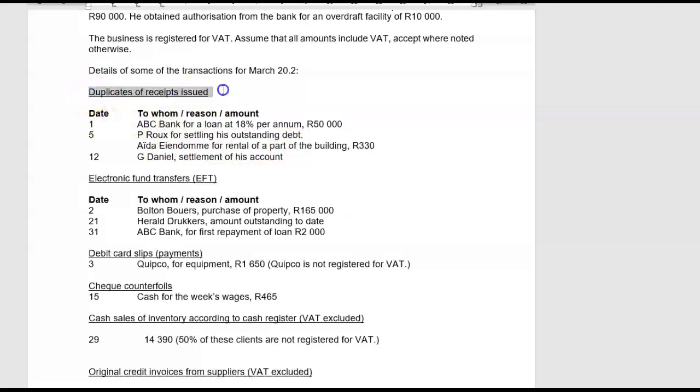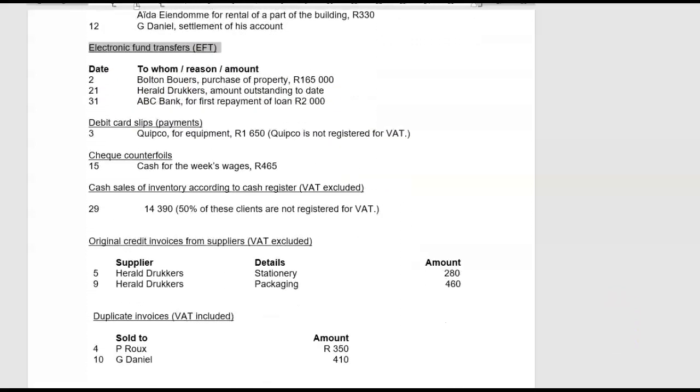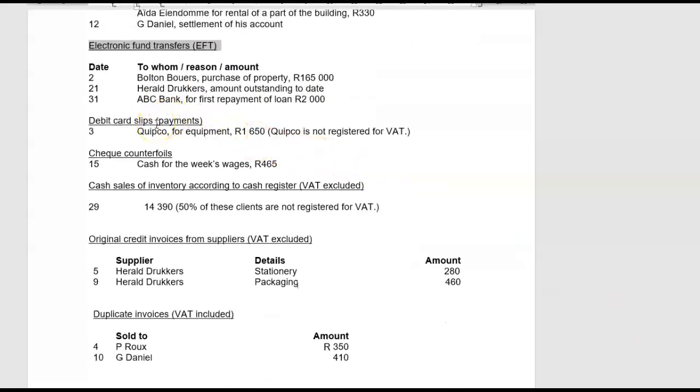Now they gave you the source document. So what are duplicates of receipts issued? It must have been a cash receipt. So that would have been recorded, if I've used all my books of first entry, in my cash book receipts journal. If we look at electronic funds transfers, all those transactions would have been accounted for in my cash book payments journal. Debit card slips.